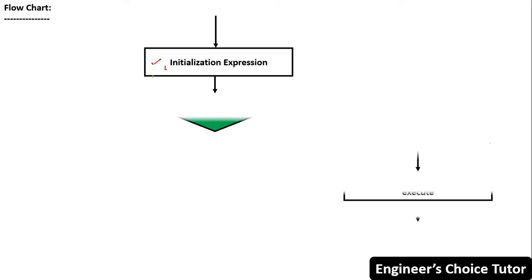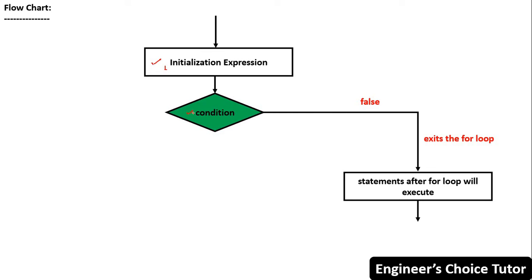Now the next is the condition check. Expression 2 represents the conditional expression. After evaluation of the conditional expression, it will return true or false. Suppose the condition is false, then the loop body will not execute and the control exits the for loop. Statements after the for loop will execute. This is the case when the condition is false.